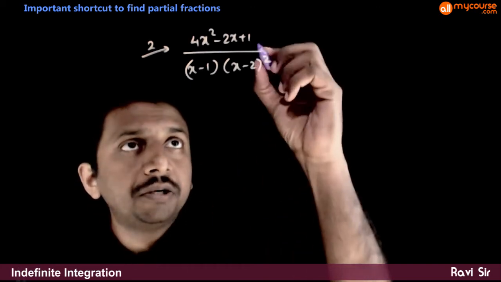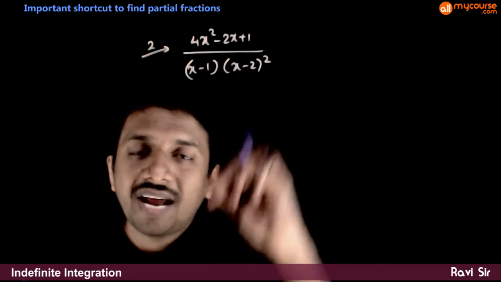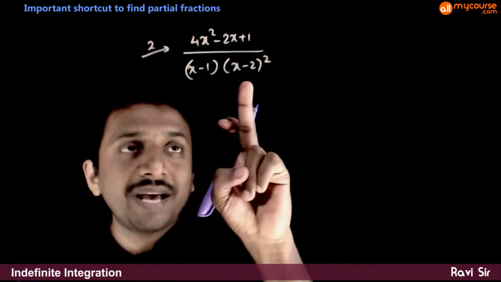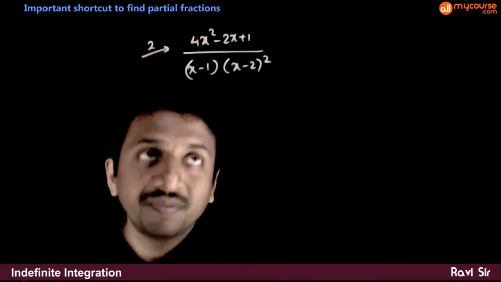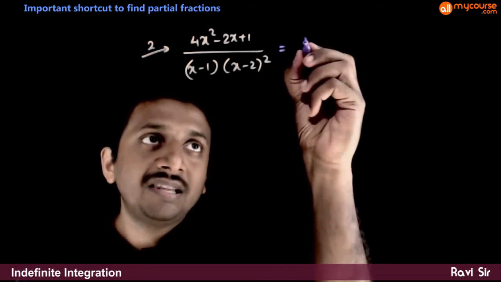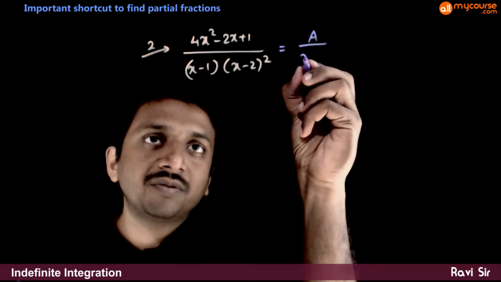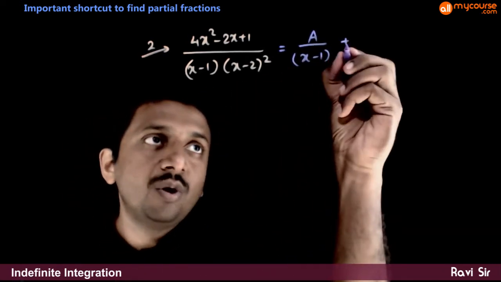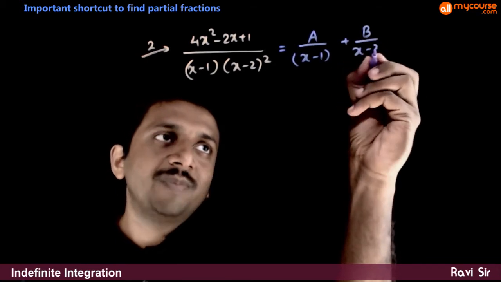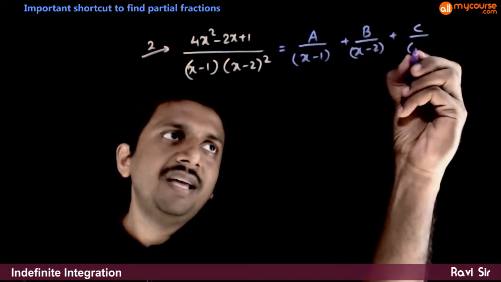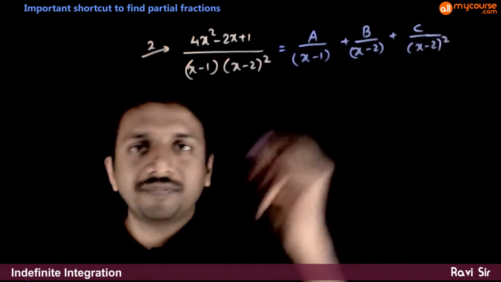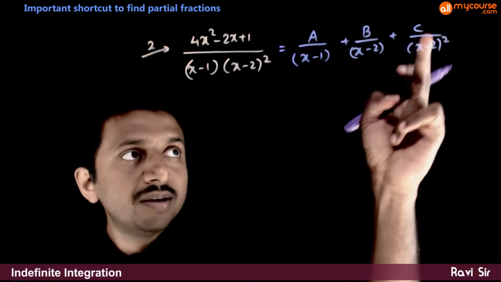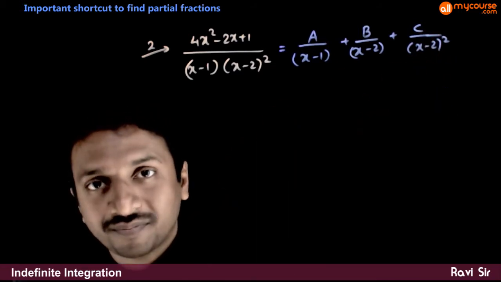Next, let us say that you need to decompose this fraction into partial fractions: (4x² − 2x + 1) / ((x − 1)(x − 2)²). As we have already seen, the corresponding factors will be A/(x − 1), and corresponding to (x − 2)², you have B/(x − 2) as well as C/(x − 2)². So A/(x − 1) + B/(x − 2) + C/(x − 2)².